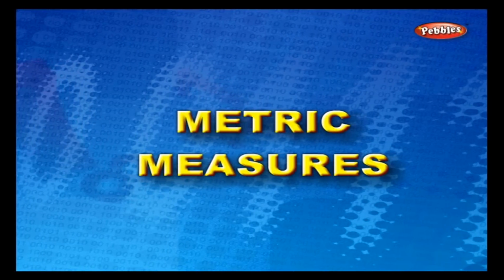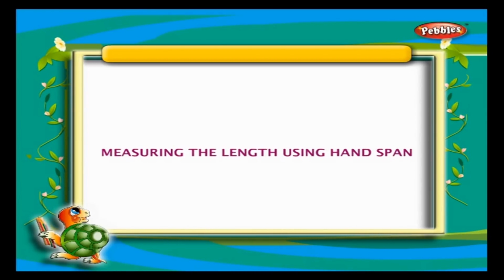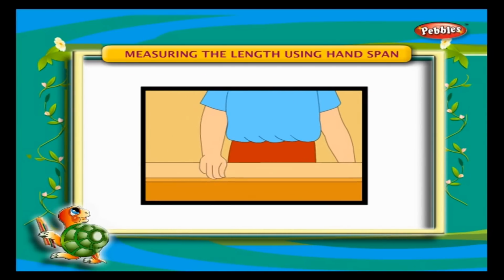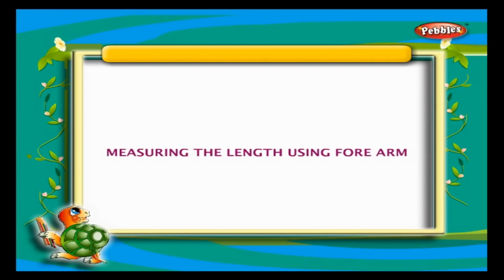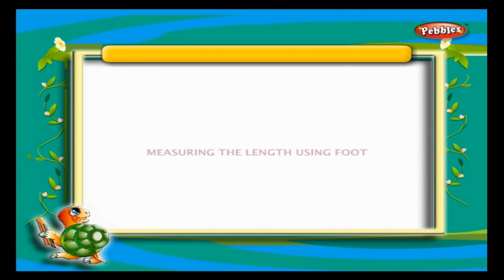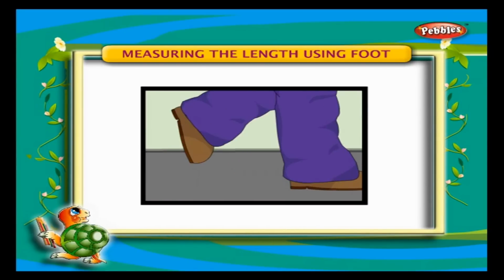Metric measures. For different types of products, we use different measures. Measuring the length using hand span. We can use a hand span to measure a table or a box. Measuring the length using forearm. We measure a ribbon or a blackboard using cubit. Measuring the length using foot. We can measure the length of a classroom or a playground with pace.